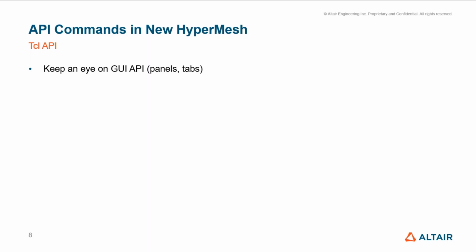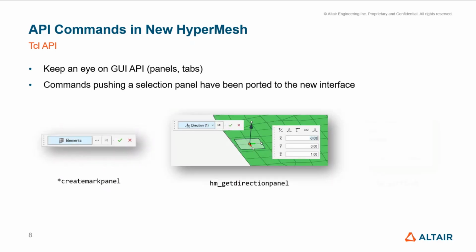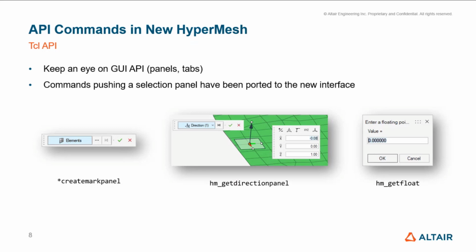That means that certain things are going to be phased out, but there are specific commands that we seamlessly ported to the new HyperMesh experience. To give you a sample of them: the create mark panel command, HM get direction panel, or HM get float. All of these stay exactly as they are, and they just perform in the new interface way, if you wish.